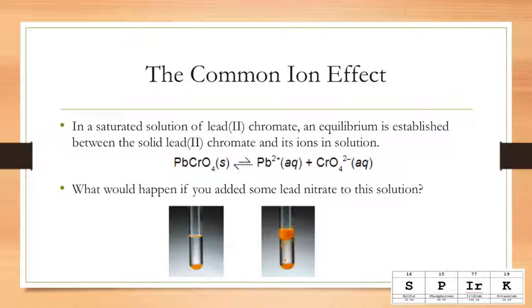So when we put lead nitrate into solution, we're going to get more lead ions, more Pb2+. So if we are adding more Pb2+, we're going to shift the equilibrium to the left, and we're going to see more PbCrO4 solid formed. So what would happen is our reaction would look like this, and as we add lead nitrate, it's actually going to shift back and form back into a solid down at the bottom of the flask.